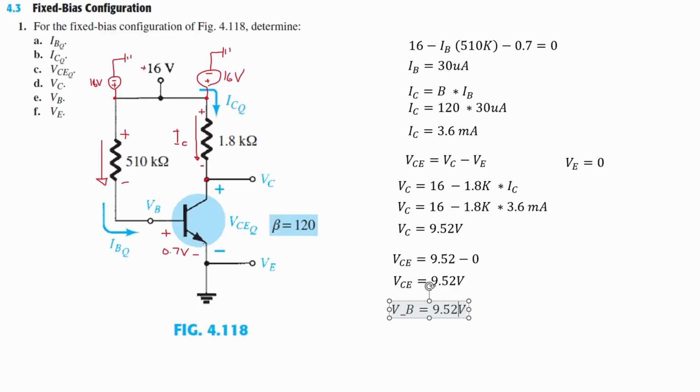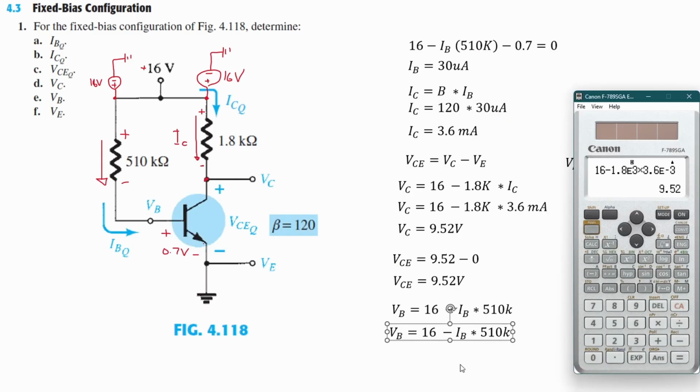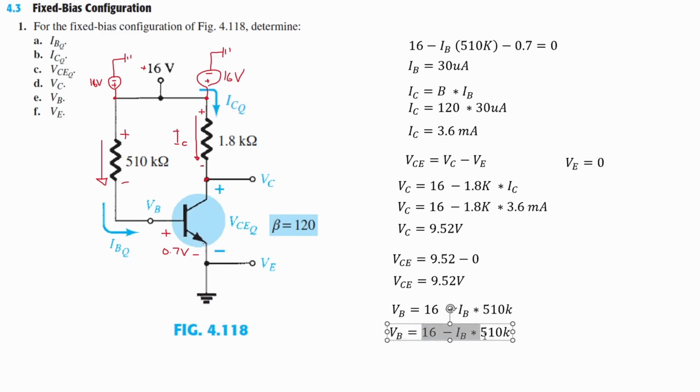VB. VB is equal to 16 volts minus IB times 510 kilo ohms. And then let's solve. Let's then solve 16 minus ang IB natin na store natin sa A times 510K. That is equal to 0.7. Ayan pala, 0.7.